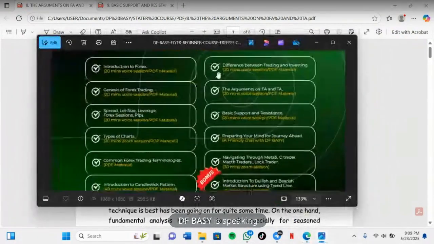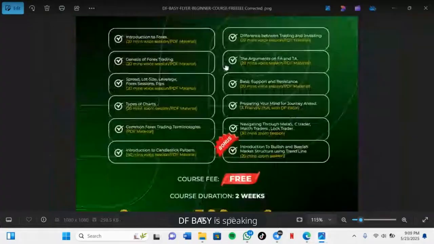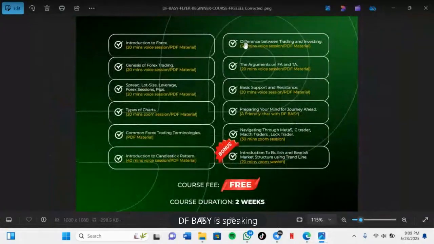Yesterday we talked about the difference between trading and investment. Today we are going to talk about the arguments on FA and TA. Then we'll talk about basic support and resistance. Then preparing your mind for the journey ahead. Then the friendly chat with DF Basy. Then tomorrow we'll finalize and we're done.